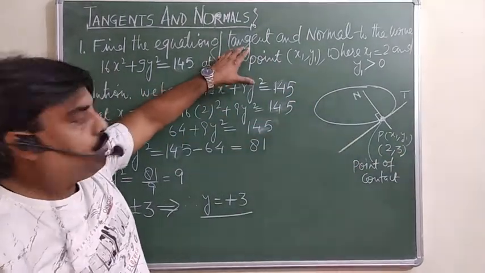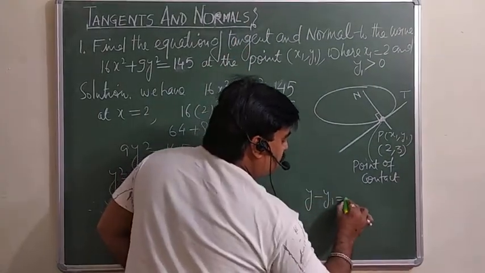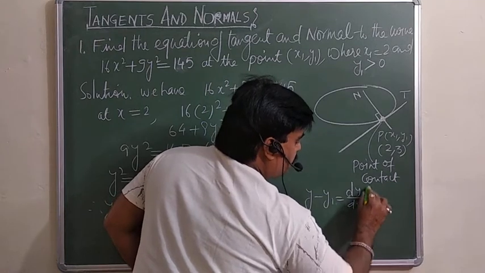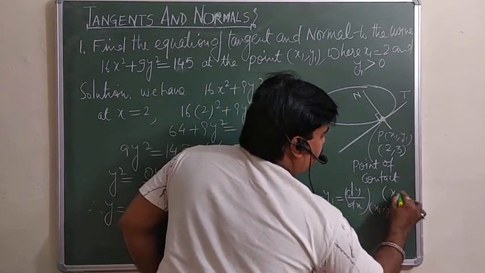Now, to find the equation of the tangent, in general, the equation of the tangent क्या होता है? y minus y1 is equal to dy over dx, the slope at that point, into x minus x1.